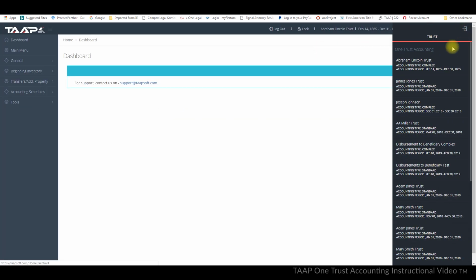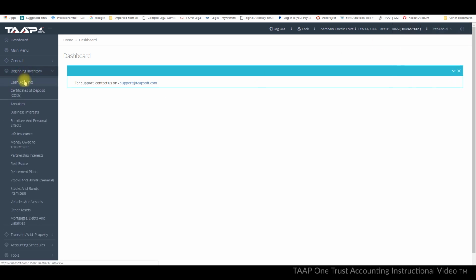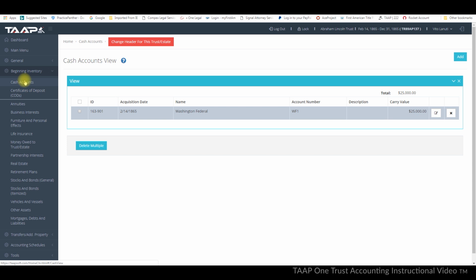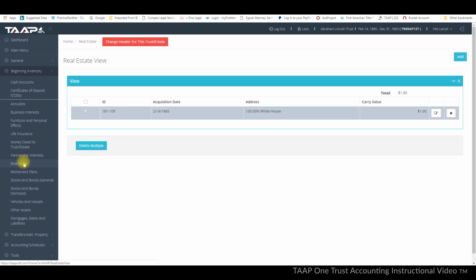We know that it is in the complex module. We can see that right there. So Abe has two assets: a $25,000 bank account in Washington Federal and the White House. Well, he gets to live there, so I'm giving it a dollar value.